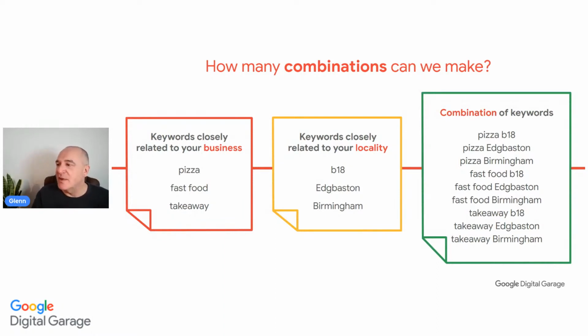Now, what you can do with keywords, so you've got 3 keywords related to your business, 3 keywords related to your locality, and then you can combine those in different ways. So the total combination of keywords that you get there, you got 9 different keywords. You got pizza B18, pizza Edgbaston, pizza Birmingham, fast food B18, fast food Edgbaston, fast food Birmingham.